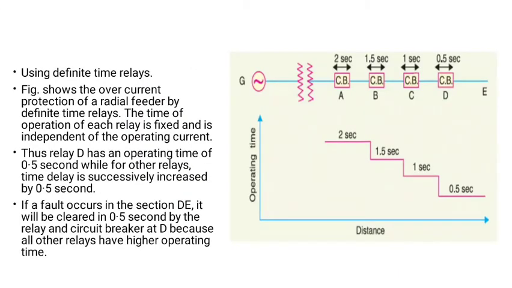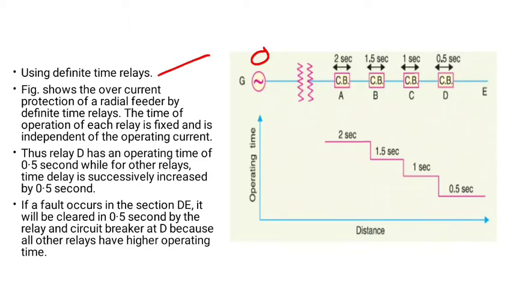Now, using definite time relays. This is the circuit over here, this is the generating station, and these are the circuit breakers A, B, C, D, and they have different timings. A has 2 seconds, B is 1.5 seconds, C is 1 second, and D is 0.5 second. So D has the lowest time, that is 0.5, and the circuit breakers C, B, A are increased by 0.5 second each. The figure shows the overcurrent protection of a radial feeder by a definite time relay.